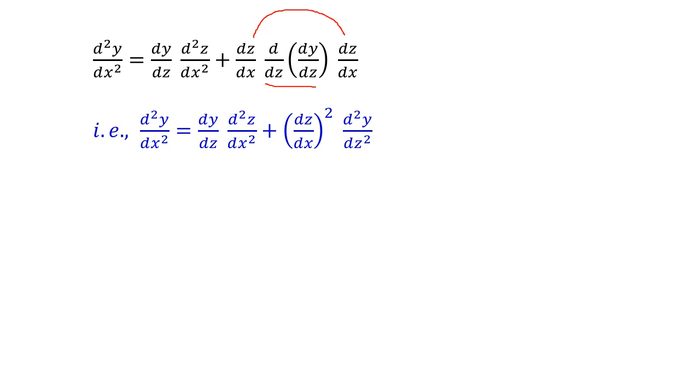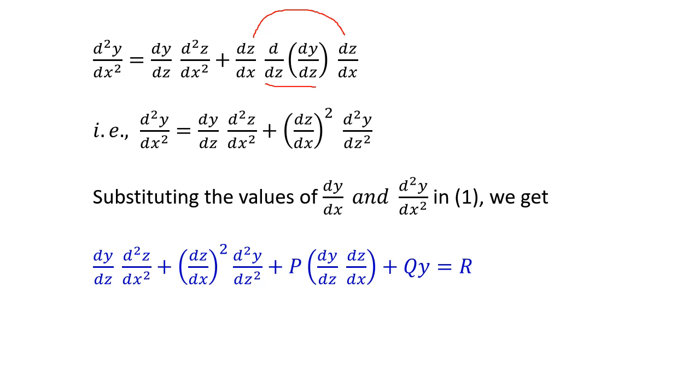Now we shall substitute the values of d square y by dx square and dy by dx in equation 1. So equation 1 is d square y by dx square plus p into dy by dx plus q into y is equal to r. Therefore, we get dy by dz into d square z by dx square plus dz by dx whole square into d square y by dz square plus p into dy by dz into dz by dx plus qy is equal to r.